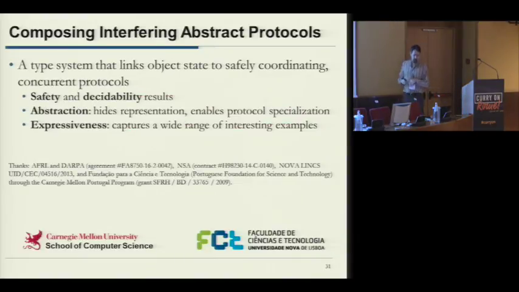Okay, so I've told you about how we can define a type system that links the state of an object to different concurrent protocols that safely coordinate to access the shared state. We have safety and decidability results for the checker, and the new bit here, as well as the decidability, is abstraction that allows us both to hide the representation and specialize and extend these protocols in very flexible ways. And then also some expressiveness, which I wasn't able to say a whole lot about, but hopefully you can have a look on your own. So that's all, and I'm happy to take questions.